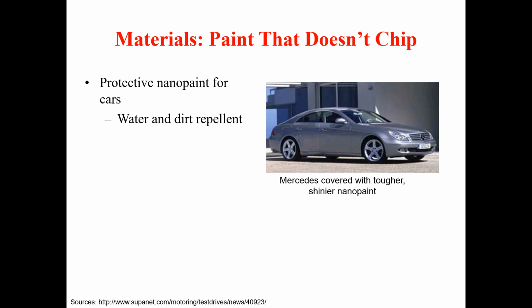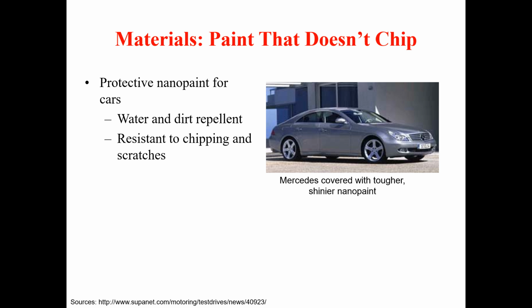What will be the uses of that sort of protective nano paint for the car? So the beautiful and good use of that sort of paint for the car will be that it will be water and dirt repellent. So it will repel dirt and water, so one won't need to clean their car again and again from dirt and from dirty water, etc. So it will be clean automatically.